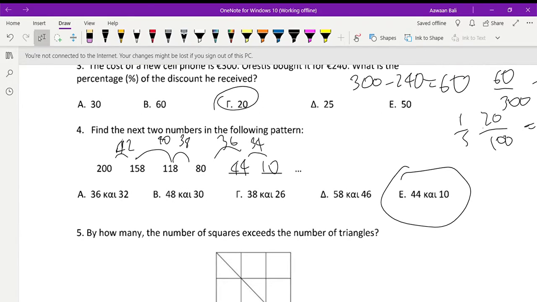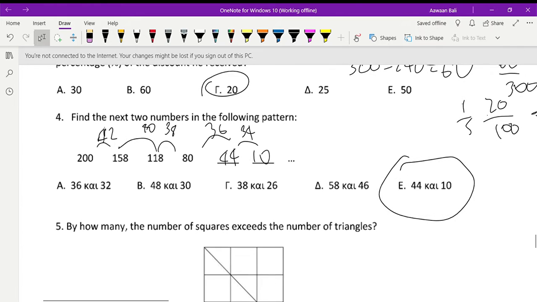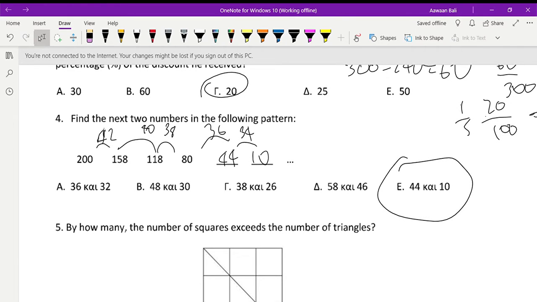Find the next two numbers in the following pattern. Okay, so here the difference is decreasing by 2 every time. So 42, 40, 38. Now we have 36. So 80 minus 36 is 44. And 44 minus 34 is 10. So therefore the answer is eta. You don't have to worry about the ke. That just means 'and' in Greek.